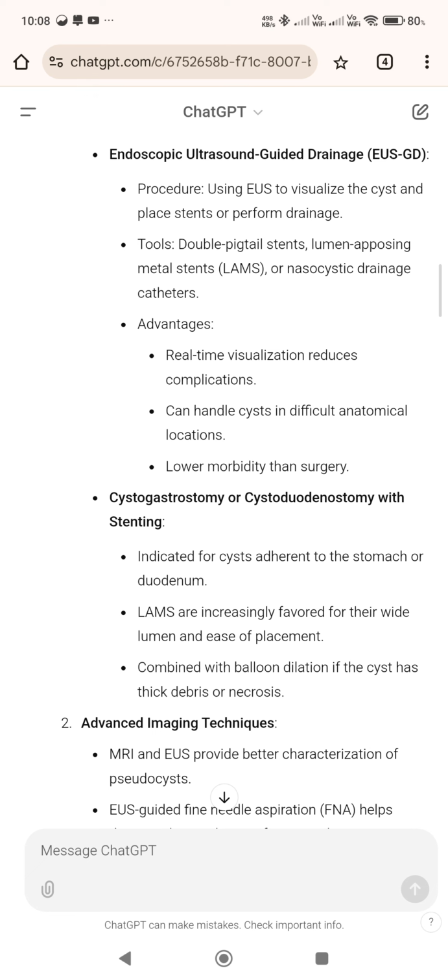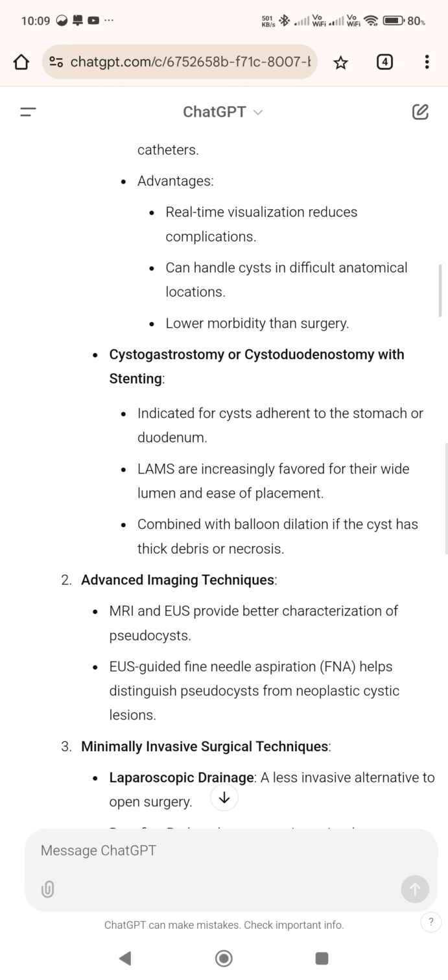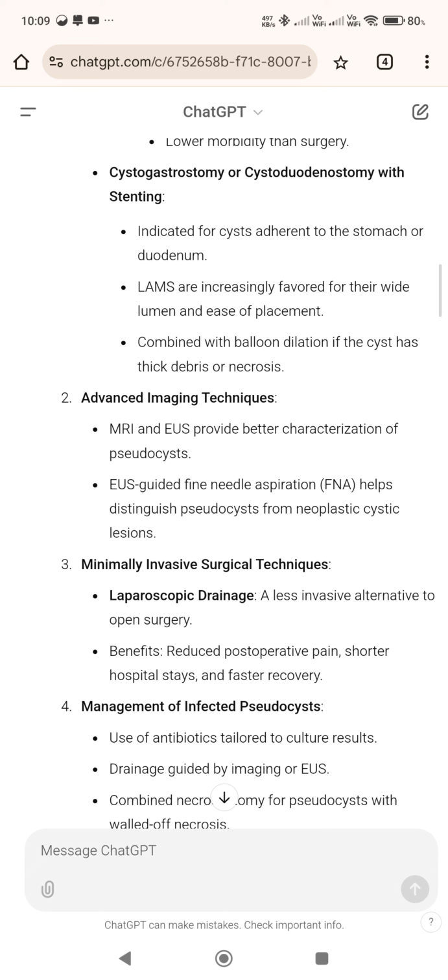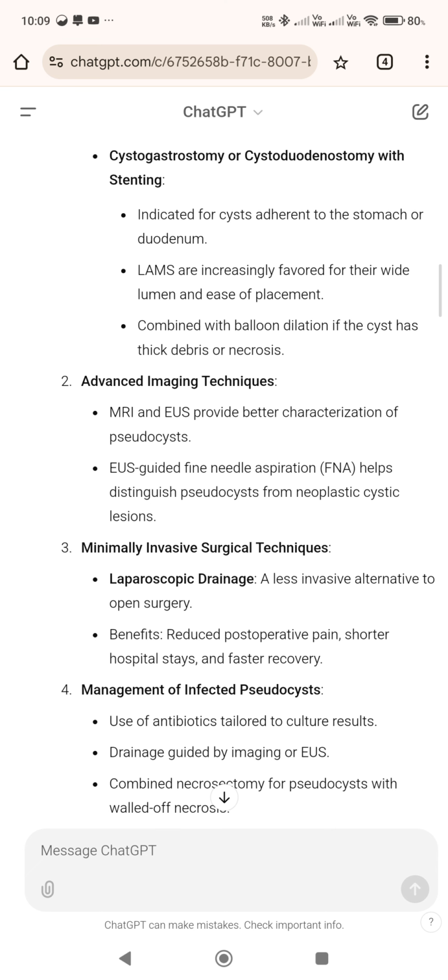Advantages: real-time visualization reduces complications. Can handle cysts in difficult anatomical locations. Lower morbidity than surgery. Cystogastrostomy or cystoduodenostomy with stenting, indicated for cysts adherent to the stomach or duodenum. LAMS are increasingly favored for their wide lumen and ease of placement, combined with balloon dilation if the cyst has thick debris or necrosis.